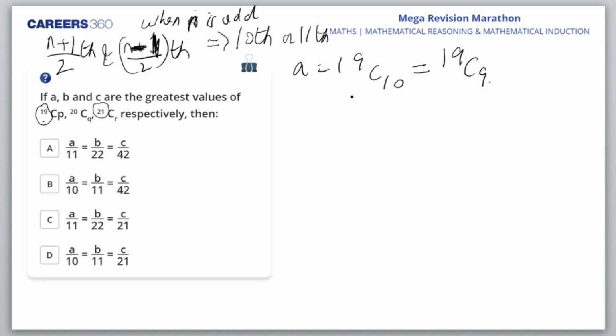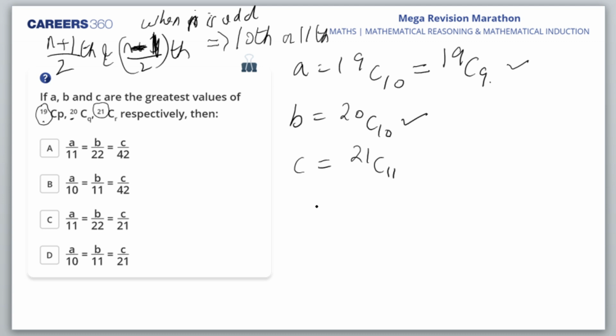Then what do I have? For B, the term is 20, so it would be the middle term, 20C10. That's the greatest binomial coefficient we'll get here. For C, it would be 21 plus 1, 22 by 2, that is 11, 21C11. Okay, that would be it.